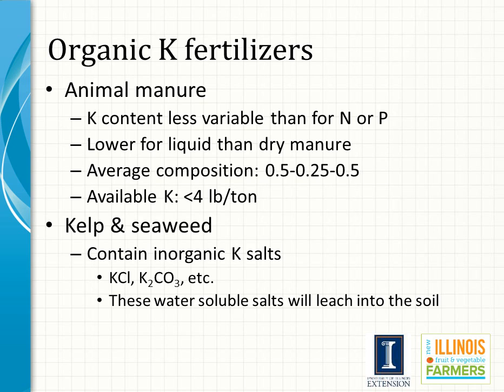Organic potassium fertilizers include animal manure, kelp, and seaweed. Animal manure exhibits a potassium content that is less variable than for nitrogen and phosphorus, and available potassium is generally less than 4 pounds per ton. Kelp and seaweed contain inorganic potassium salts. These salts are water soluble and will leach into the soil to provide a good source of potassium.